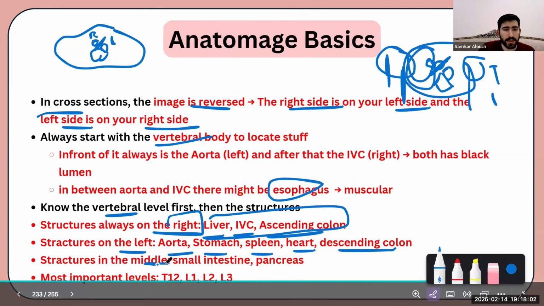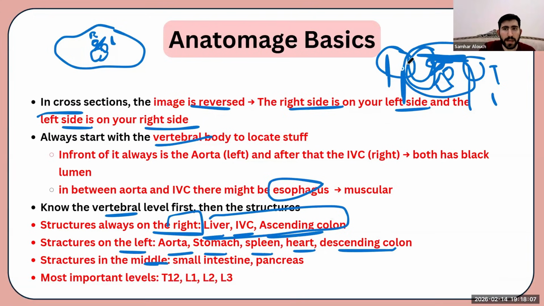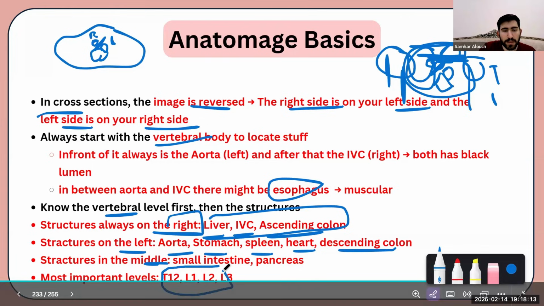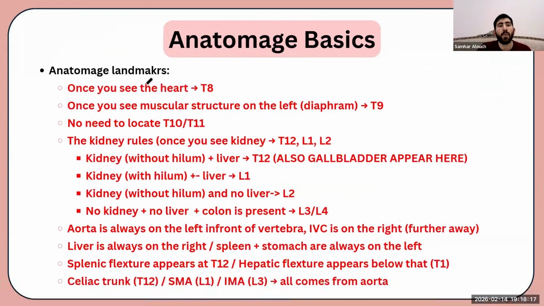And there are some structures that are always in the middle, like here, which are the small intestine, pancreas, or transverse colon. Okay? And some part of the stomach at some point. The most important levels I want you to memorize are T12, L1, L2, L3. However, I will go through all the levels. Now, how do you know which level you are in? If you see the heart, that's definitely T8, and that's the first level we have. So if the cross section has the heart, that's T8, okay? And the heart is always on the left side.